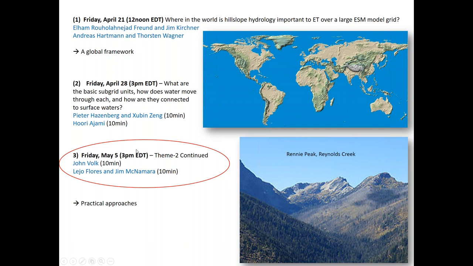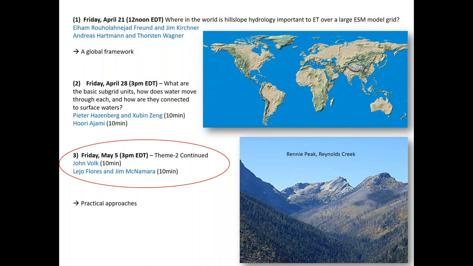On the second webinar a week ago, we asked this question: suppose we know where it is important, then how do we really do it? We can't represent every individual hillslope. We can't represent the great deal of complexity we would like to, for computational reasons. And so the question is, how can we boil down the hydrological processes in those model grids into some kind of representative elements? These are the questions that we're asking in the last webinar and this webinar.